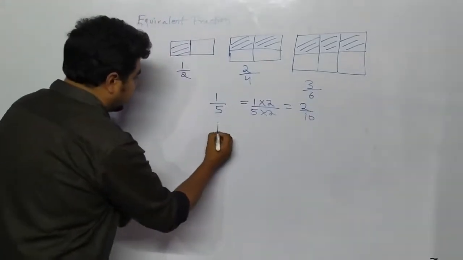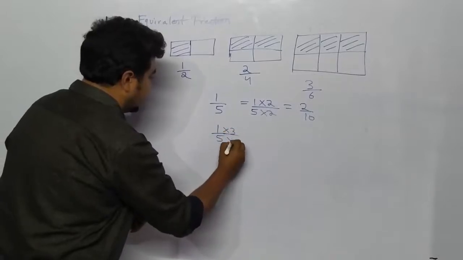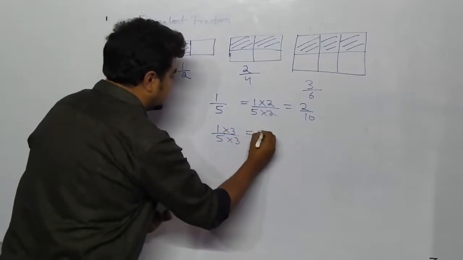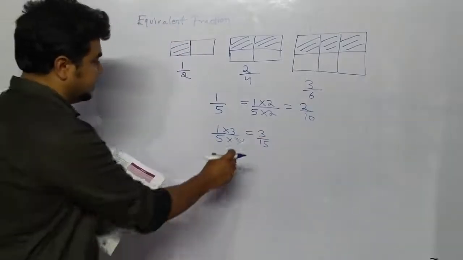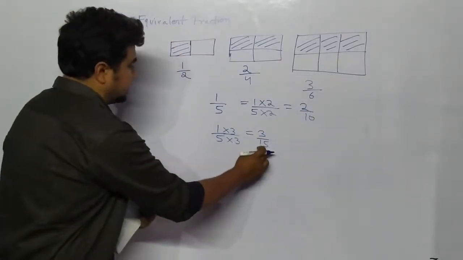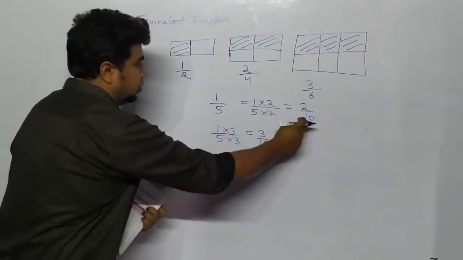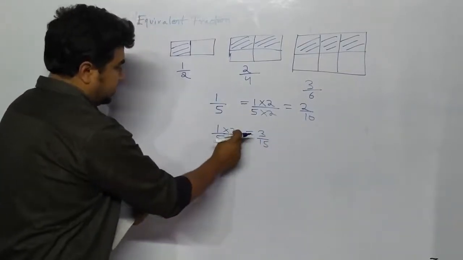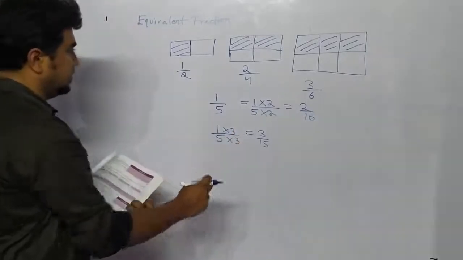Or you can write one more equivalent: 1 by 5, multiply 1 into 3 and 5 into 3. 1 into 3 is 3, 5 into 3 is 15, so 3 by 15. This is also one of the equivalent fractions of 1 by 5. Two equivalent fractions I found of 1 by 5: 2 by 10 and 3 by 15. In the numerator as well as the denominator, you have to multiply the same number.